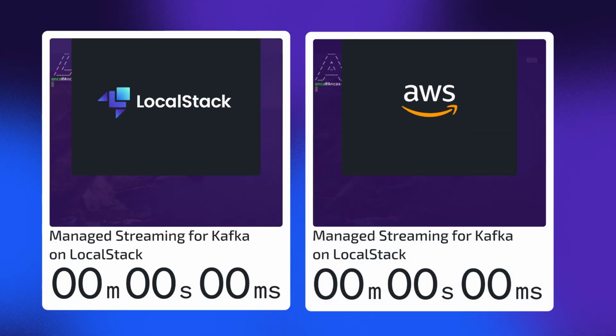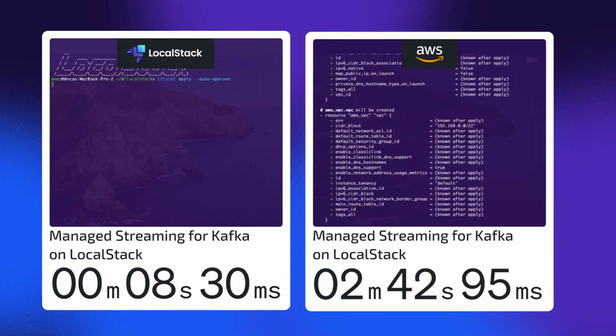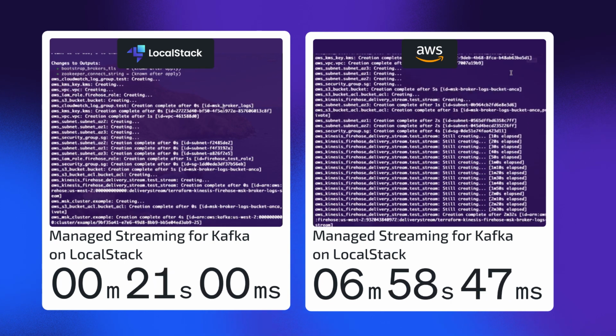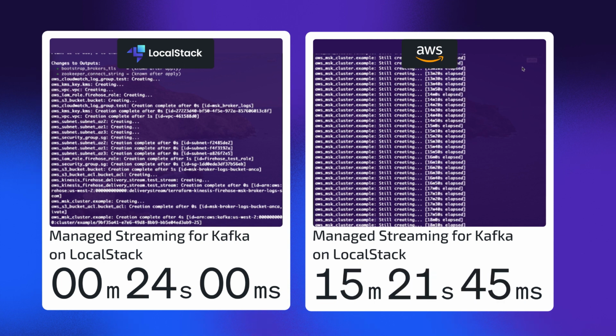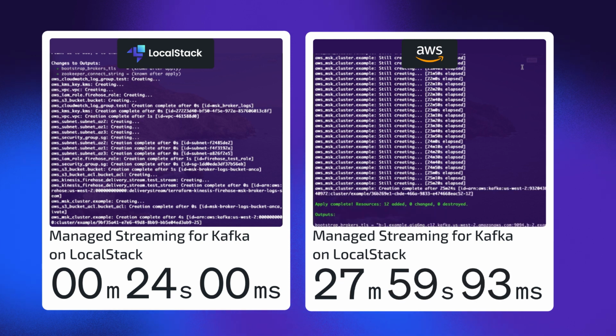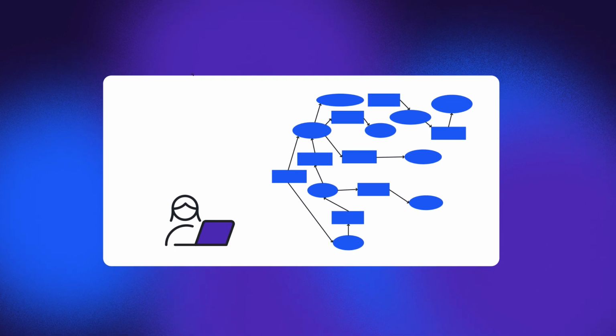We also did a benchmarking by running managed streaming for Kafka. And in conclusion, the deployment on LocalStack versus AWS is 60 times faster. LocalStack also enabled developers by removing the dependencies on the infra team for deploying AWS resources. They can deploy those resources and test the changes in their local environment.